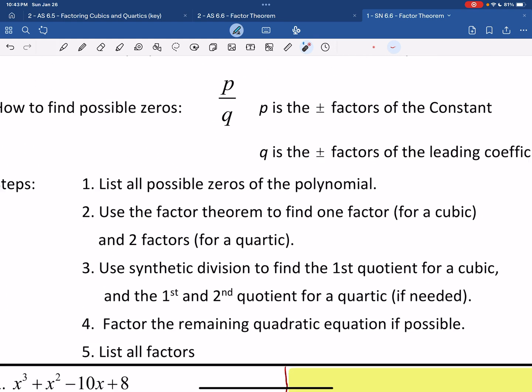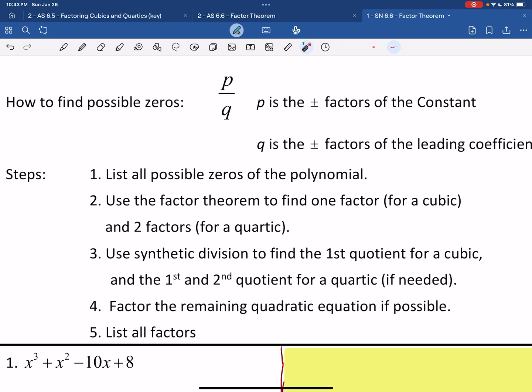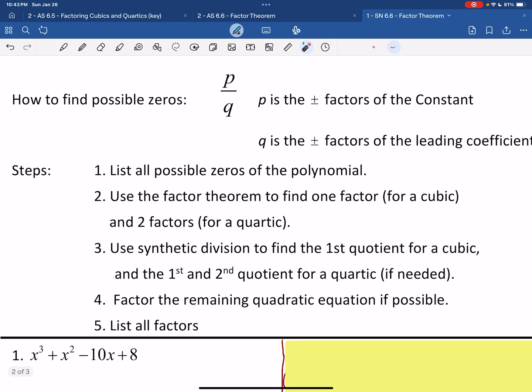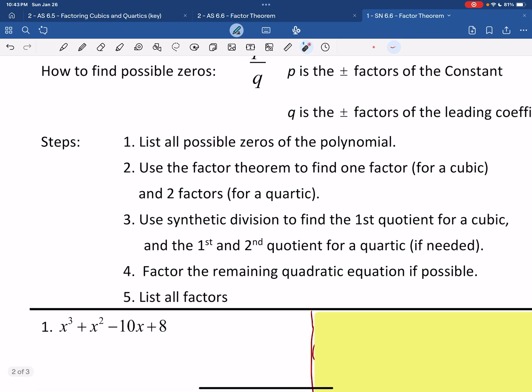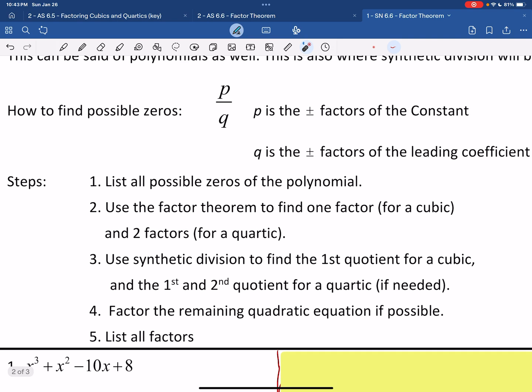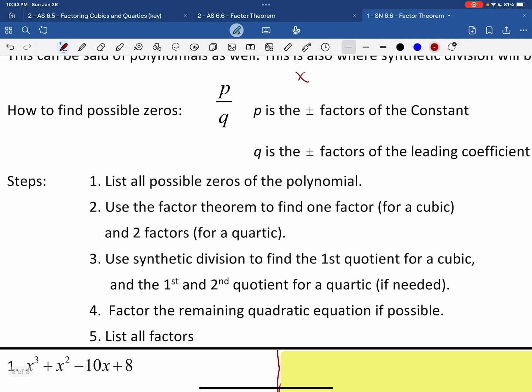But the next theorem I'm going to talk about today is called the rational root theorem. It's really a corollary of the factor theorem, so most of the time teachers don't write out the name of the theorem. We'll talk about it, but we won't write it out. If we're looking at this polynomial right here, let me move it up so we can talk about it: x cubed plus x squared minus 10x plus 8.